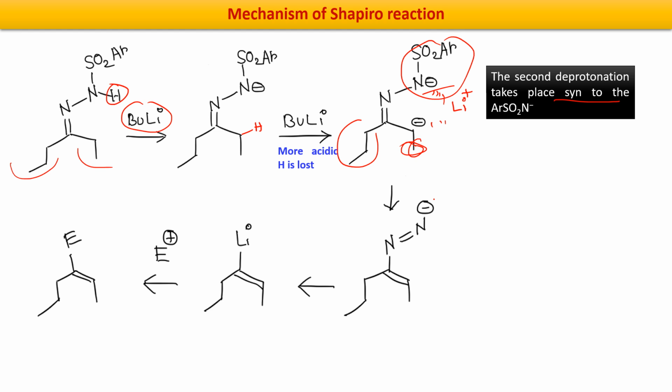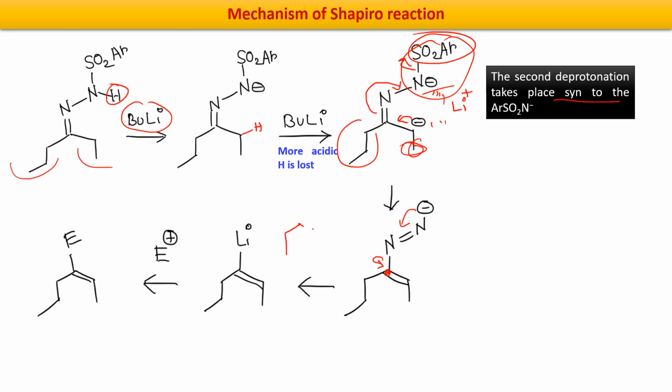Then we have this negative charge over N. Now this negative charge over carbon, if it is making a C=C double bond, this C=N double bond will be broken, N=N double bond is produced, and this group will be removed. So the SO2Ar group is removed, and we are getting this type of structure. And finally this negative charge will make an N≡N triple bond, and the C-N bond is broken, negative charge is over this carbon. So this carbon now has negative charge, which means it will be associated with lithium.